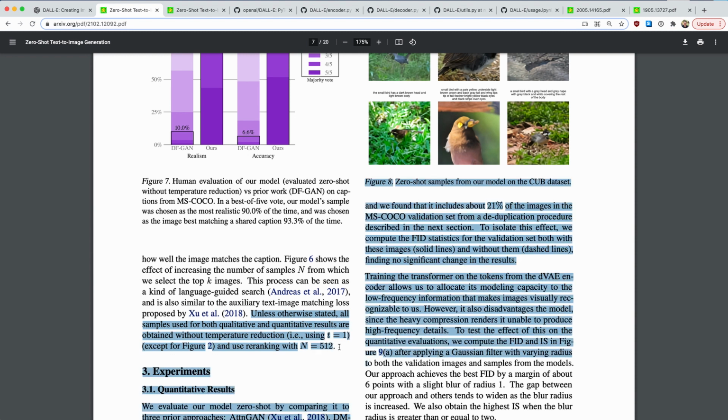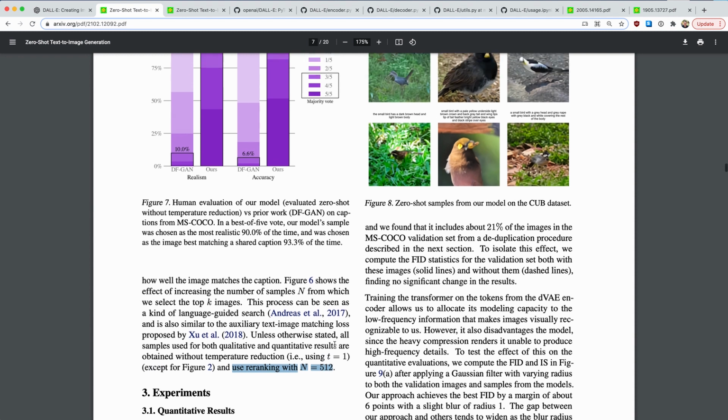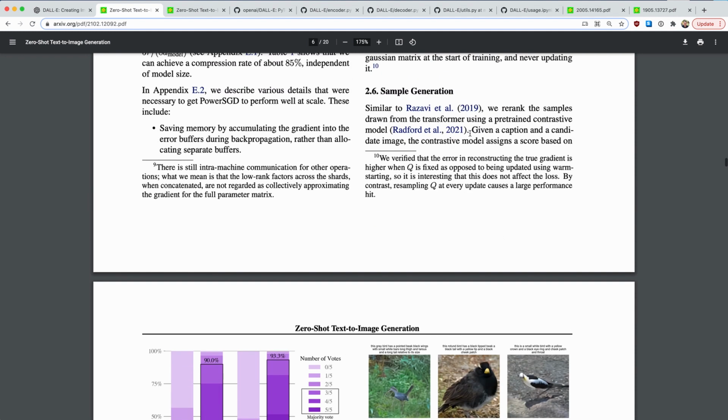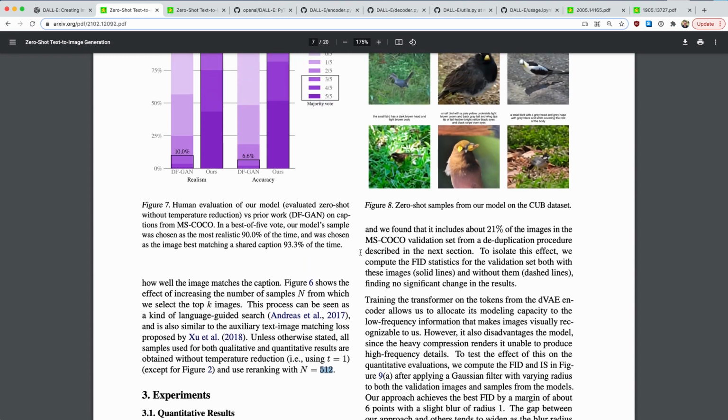And then we use a third model, in this case, CLIP. CLIP is a contrastive model, so it takes a pair of image and text, and it gives you a single score that tells you how well they match together. And so we first generate 512 candidates, and then we re-rank them using CLIP and take the one that looks best. And so this is quite, I imagine, important to get some good results.